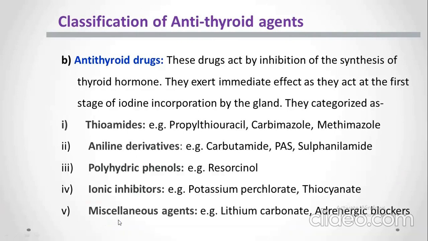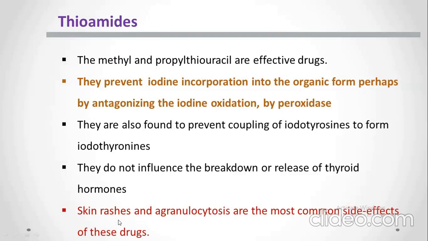Now, next we discuss the individual classes. First is thioamides. Methimazole and propylthiouracil are effective drugs under this class. They prevent iodine incorporation into the organic form, perhaps by antagonizing the iodine oxidation by peroxidase enzyme. They are also found to prevent coupling of iodotyrosine to form iodothyronine. They do not influence the breakdown or release of thyroid hormones.